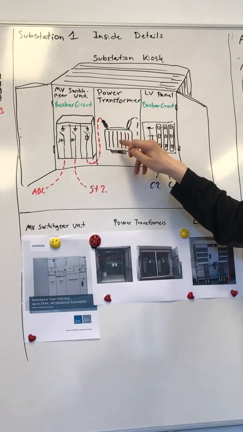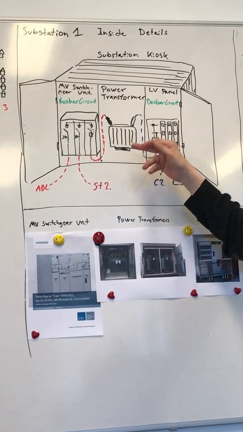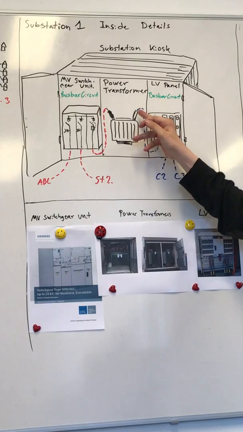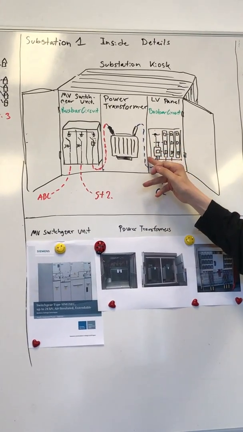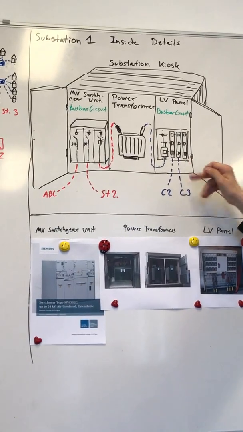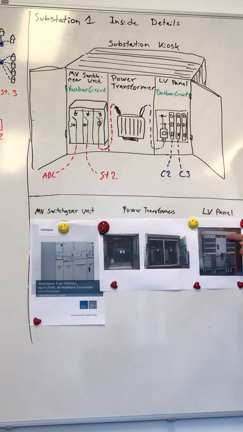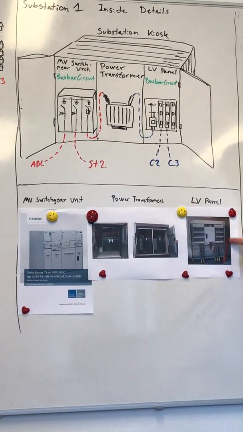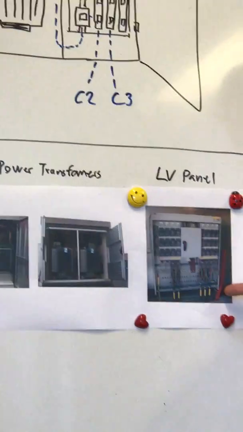It will convert the voltage from, for example, 10,000 volt to 400 volt. And then the cable goes out of it and into the low voltage panel. And here you can see an example of a low voltage panel. I zoom in a little.